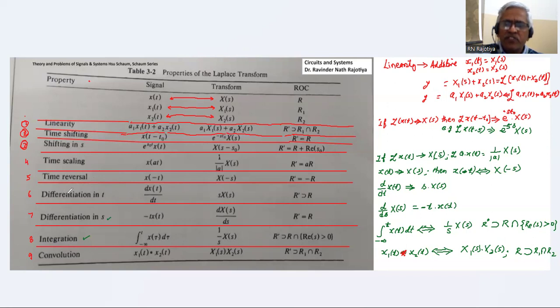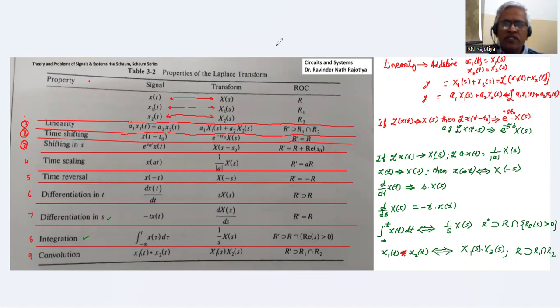Then differentiation in the time domain. Property 7 is differentiation in the s domain. Property 8 is the integration property. And lastly, property 9 is the convolution property of the Laplace transform.